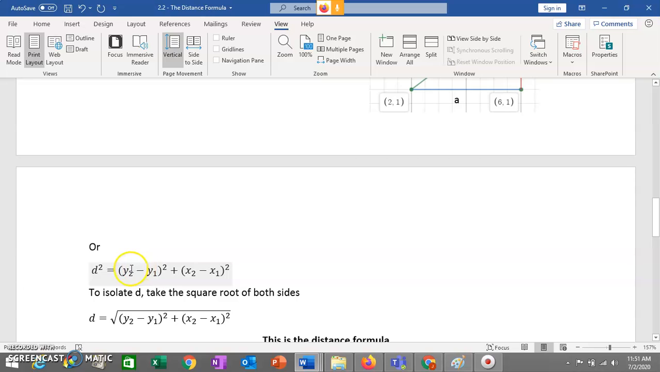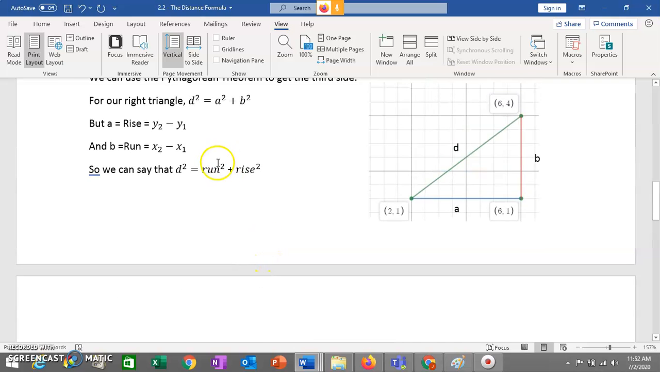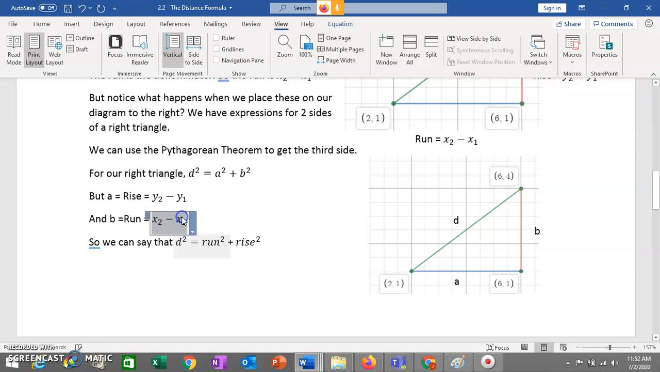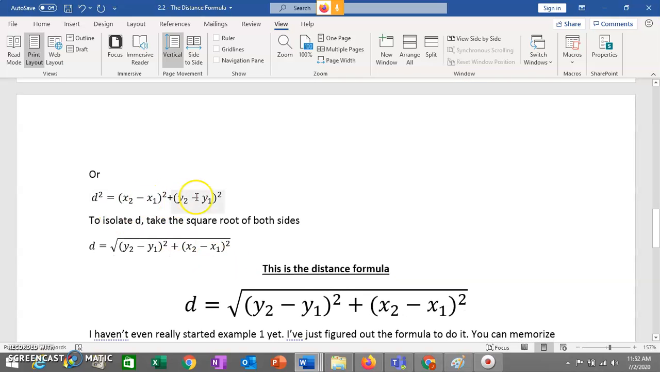So you can say that d squared is equal to, again, I'm going to put this in the right order, the run squared, which is x2 minus x1 squared, plus the rise squared, which is y2 minus y1 squared. That's just run squared plus rise squared. Run is x2 minus x1, rise is y2 minus y1, so I just plug those in by substitution.